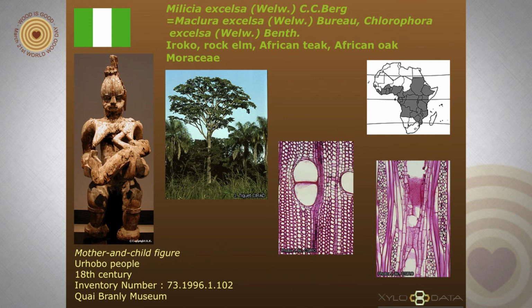Milicia excelsa is also widely used in African traditional medicine, and is often considered a sacred tree and frequently protected near houses and in cultivated fields. In Benin, the foliage is used as a fetish, and in Nigeria, the tree has a special place in the folklore and tradition of the people, as we can see here in this mother and child statue.